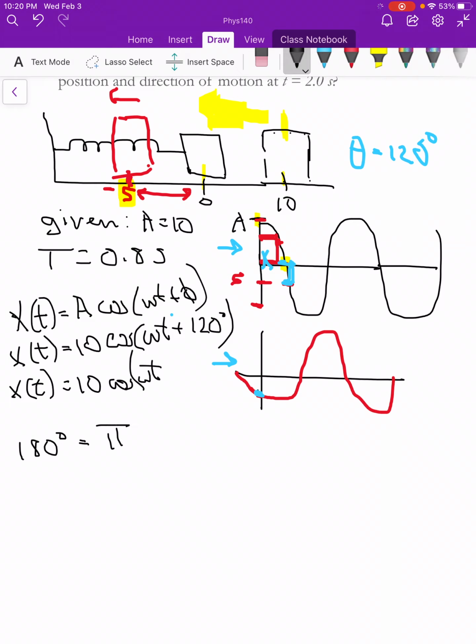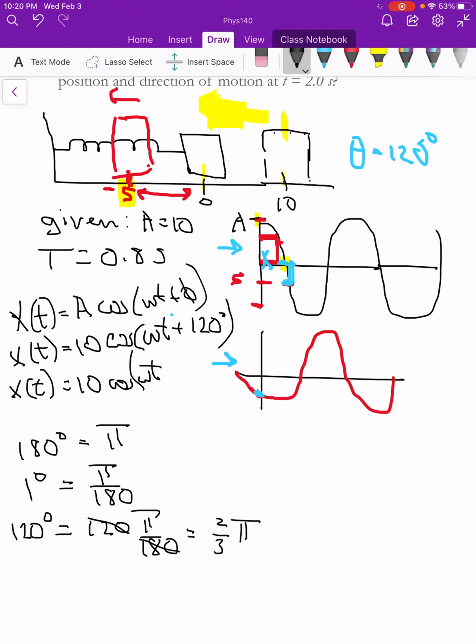And so, if I want to know what 1 degree is, I just divide both sides by 180, so I get pi over 180. So if I want to know what 120 degrees is, I multiply 120 by pi over 180. That's how I learned to do it. And so 120 degrees is, I can say 60 goes into 120 twice, 60 goes into 180 3 times, so 2/3 pi. And so this is equal to plus 2/3 pi.